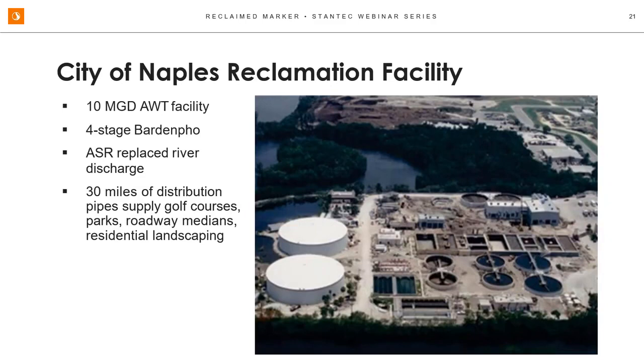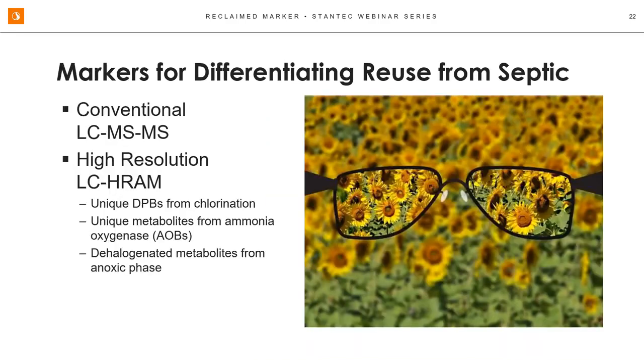This is the City of Naples Reclamation Facility. It's a 10 MGD AWT facility. It has very good nutrient removal because of a 4-stage Bardenpho treatment system. And there's 30 miles of distribution pipes that supply the golf courses, parks, roadway medians, residential landscaping.